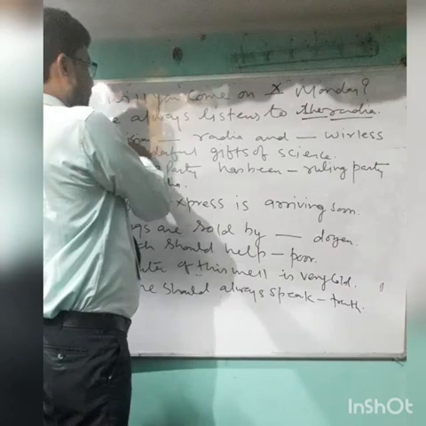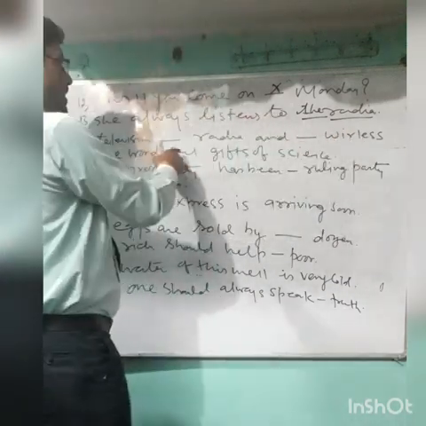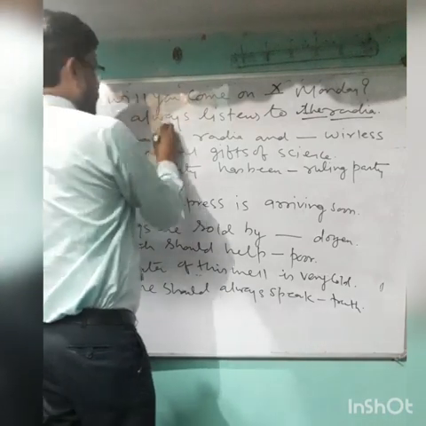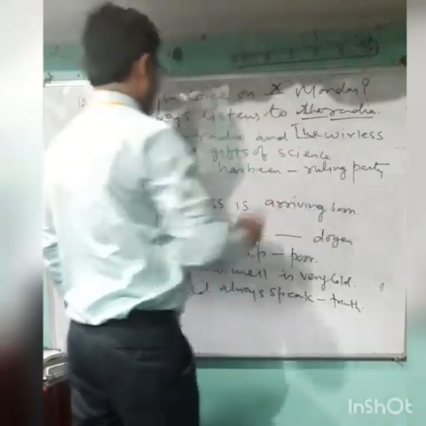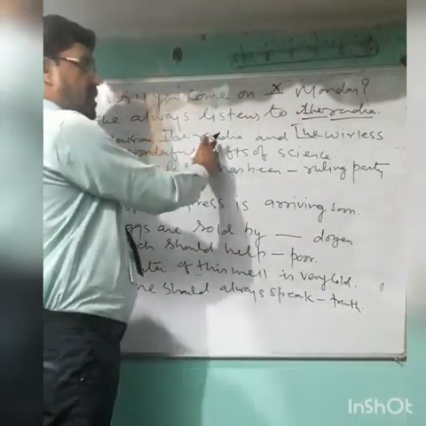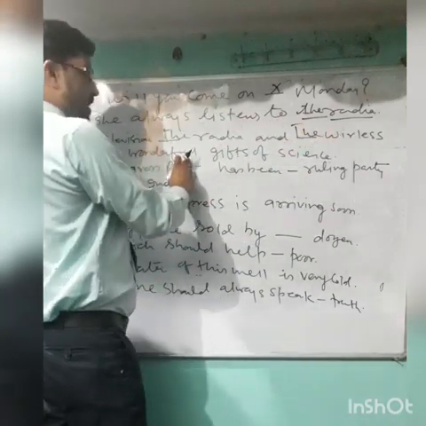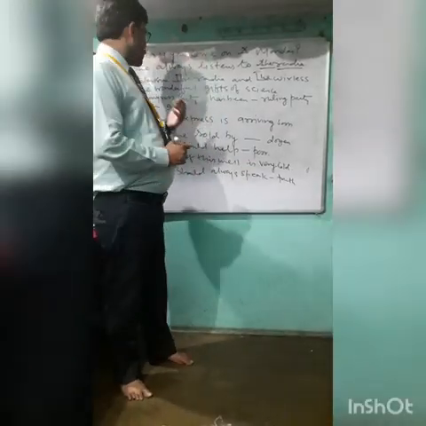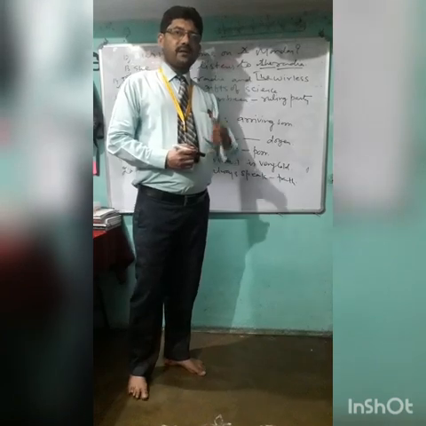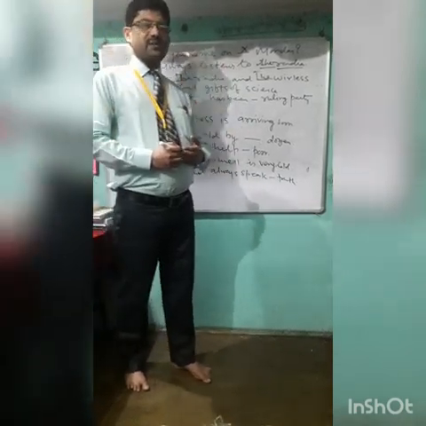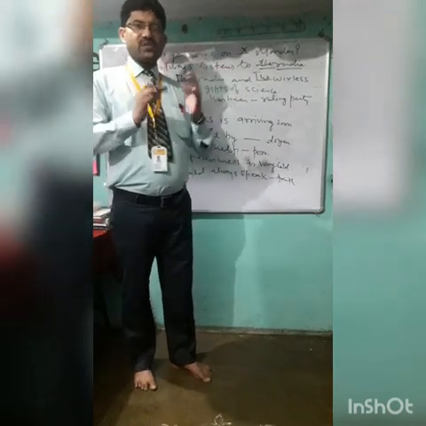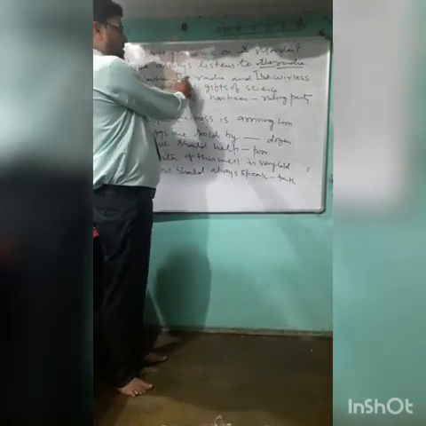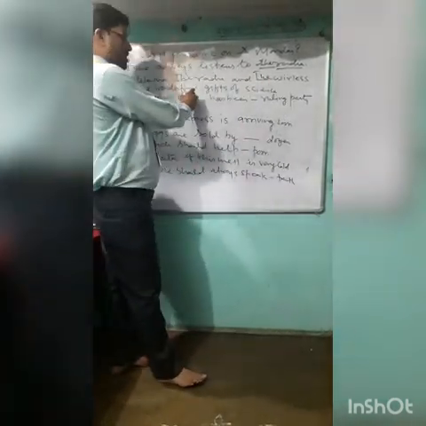Next question 14. Television, radio and wireless are wonderful gifts of science. Television, the name of an invention, the television, then the radio and the wireless. So the correct sentence should be, the television, the radio and the wireless are wonderful gifts of science. As I have said, before the name of inventions like the radio, the television, the telephone, the wireless, we use such expressions. That is why the television, the radio and the wireless are wonderful gifts of science.